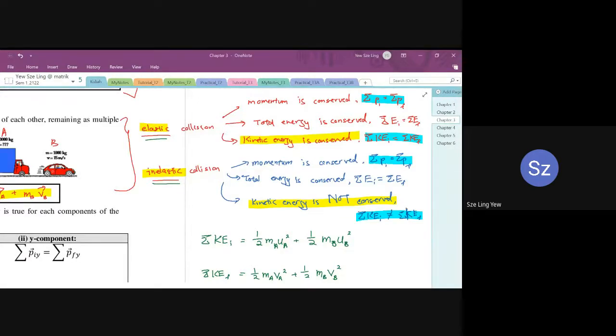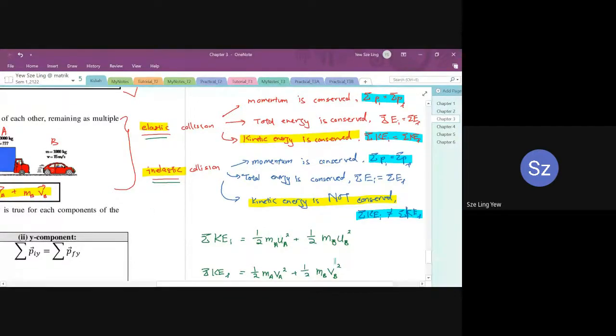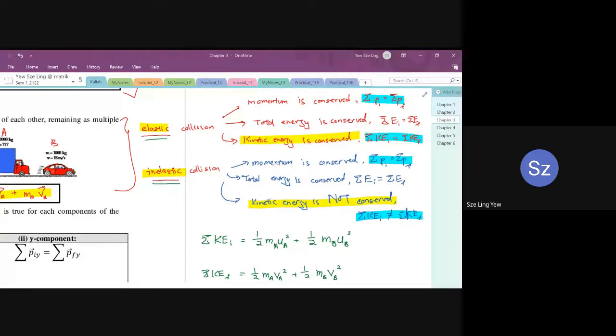Right, so don't always think that if they are not stuck together, then they must be elastic. Not necessarily. It could be inelastic. So how do we know which one they belong to? You check the kinetic energy. Okay, so 5 minutes for you to note all of this down neatly in your notes. If you have any questions, you can ask.